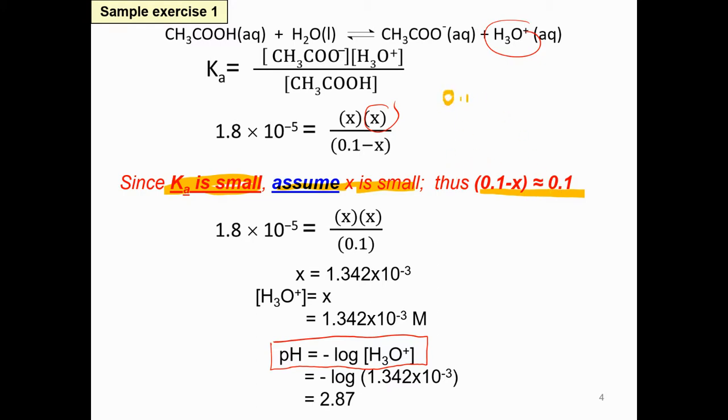Because, for example, if you have 0.1 minus 0.00001, your answer will still equal 0.1. Thus, we make the assumption straight away, so we do not use the quadratic to calculate. This will give you 1 mark because you know how to make the assumption. After you get X, meaning you know the hydronium ion concentration, substitute into pH equals negative log H3O plus, then you will get the pH for acetic acid.